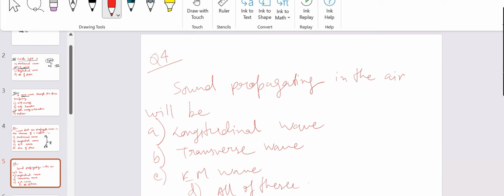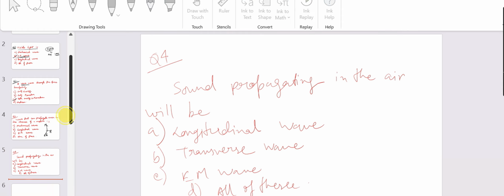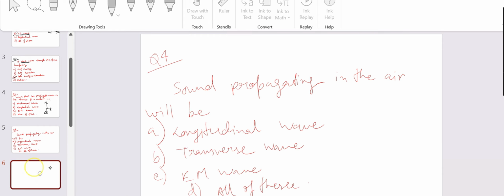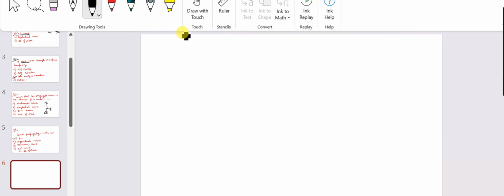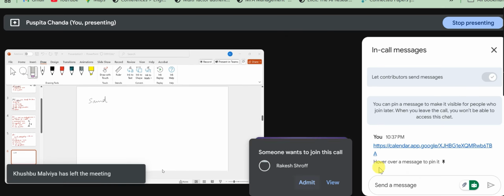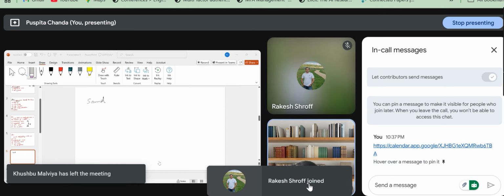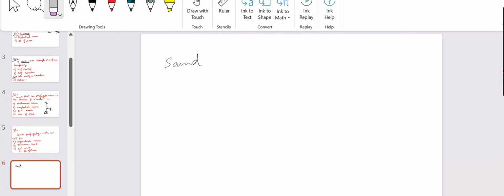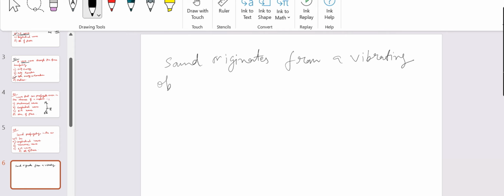So whatever I was explaining in the last question, that sound propagating in the air, the sound needs a medium. So how does sound basically propagate? Sound originates from a vibrating object. So basically when we talk, it's the vocal cord.